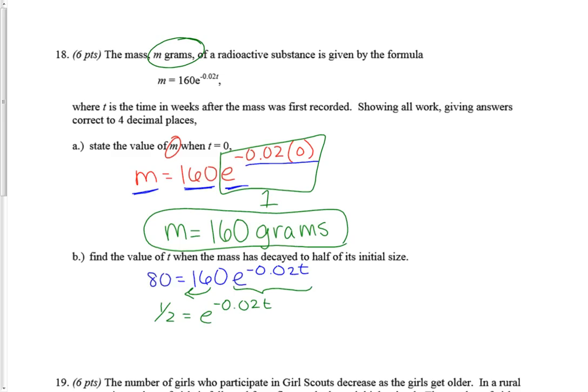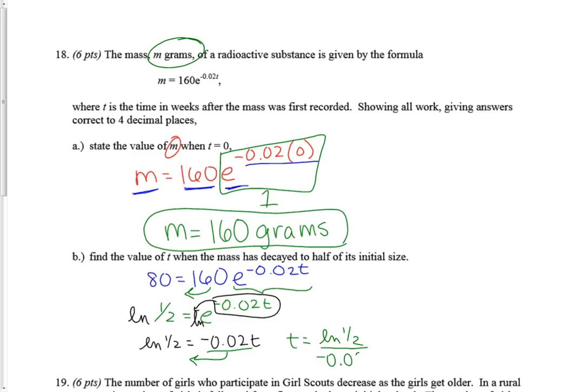Now I can either take the ln of both sides or convert to natural log form, however you want to think of it. I've got the ln of 1/2 on the left. I can bring my exponent down in front, and I have negative 0.02t. The ln of e was just 1, so I don't need to write that down again. I'm going to divide by my coefficient of t to move it to the other side, and I have t is the ln of 1/2 divided by the negative 0.02 number. I don't know exactly what that is, so I'm going to go to a calculator.